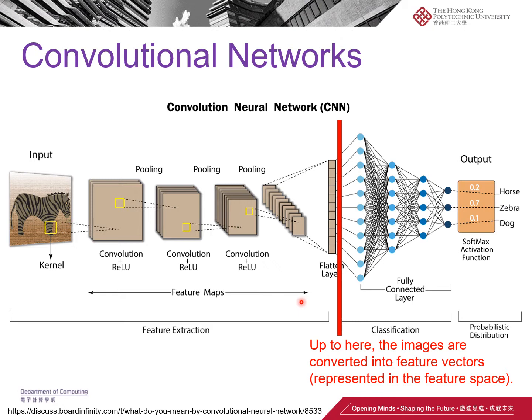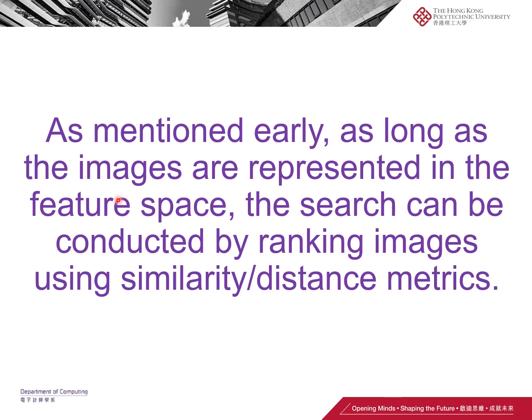That is to say, we can actually use this part, the convolutional layers, for feature extraction, even though it has been used for classification. However, we believe it can extract some representative features which can also be used for image retrieval. So let's see how we can do that.